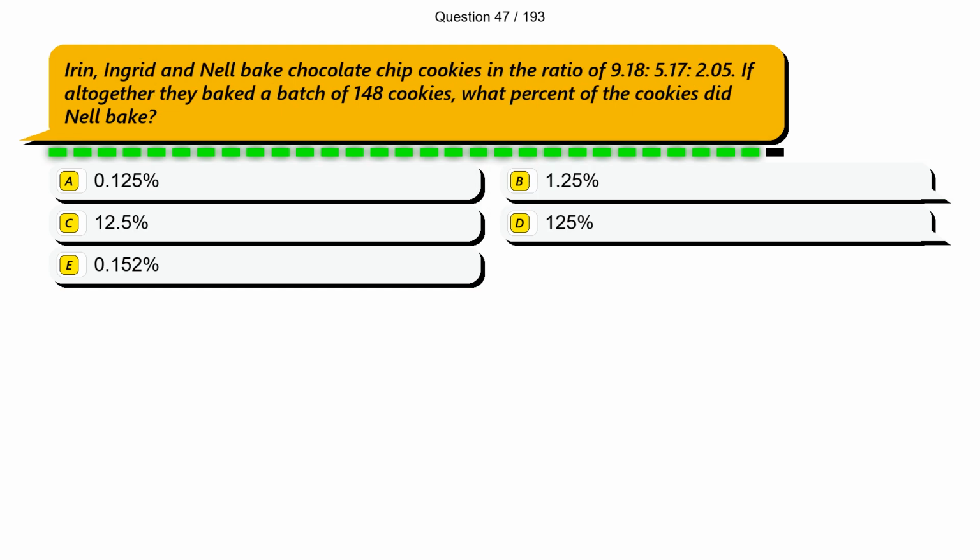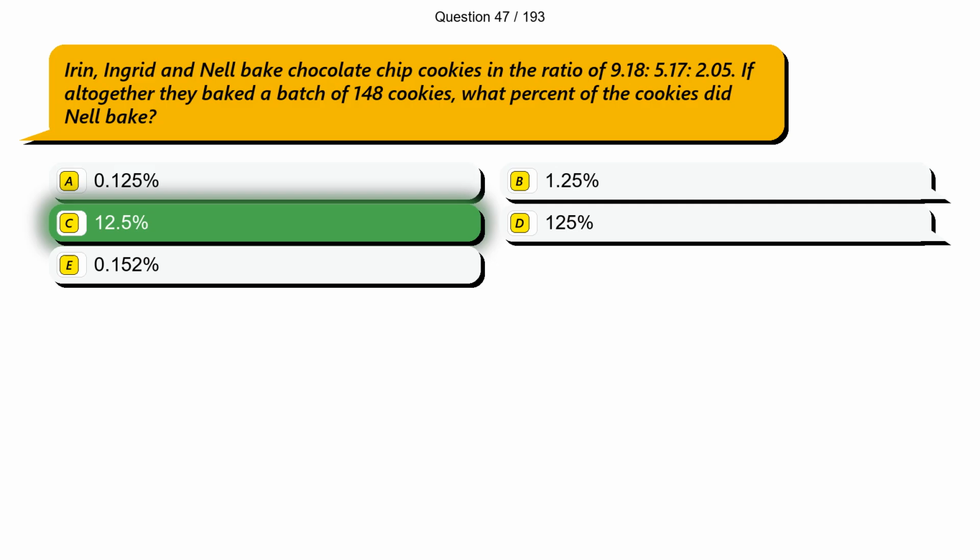Question 47. Irene, Ingrid and Nell bake chocolate chip cookies in the ratio of 9.18, 5.17, 2.05. If altogether they baked a batch of 148 cookies, what percent of the cookies did Nell bake? Option A, 0.125%. Option B, 1.25%. Option C, 12.5%. Option D, 125%. Option E, 0.152%.